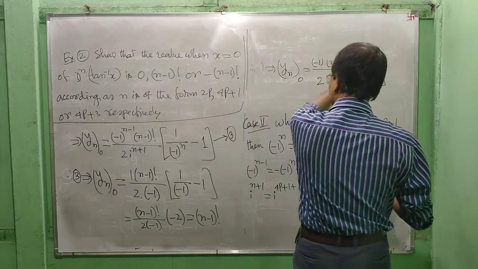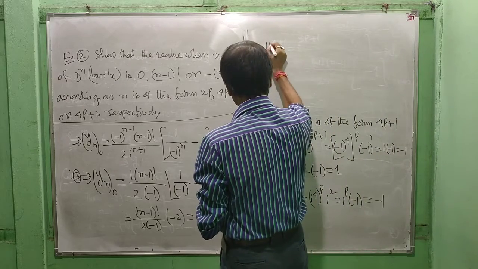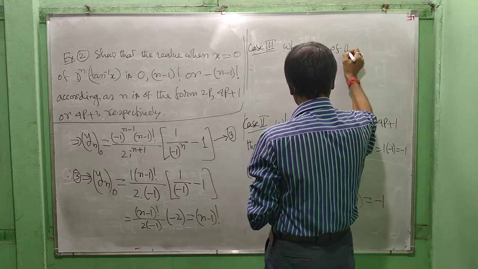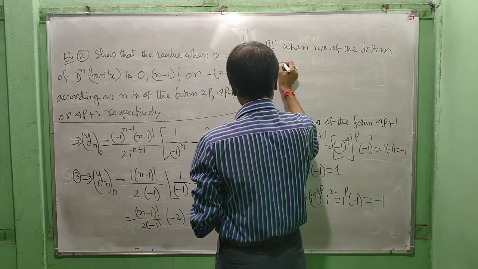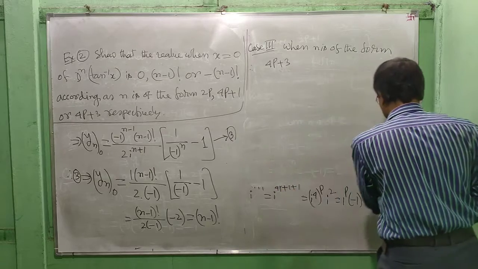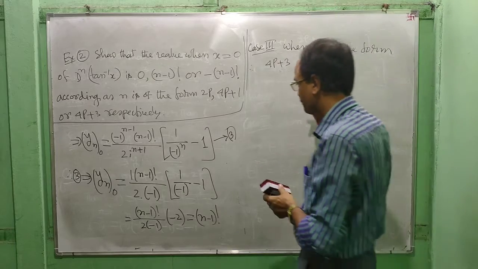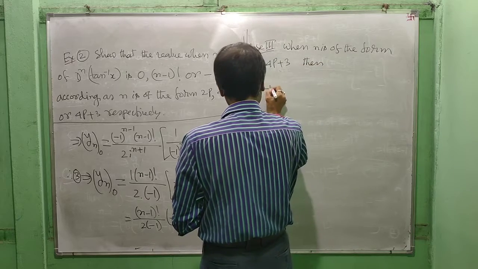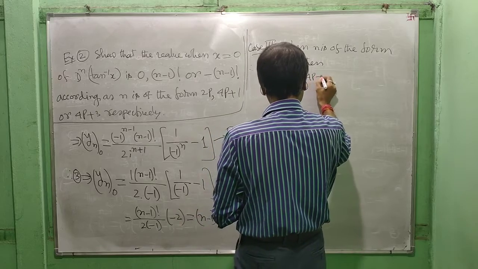Now, let us discuss the third condition. Case 3, when n is of the form 4p+3. Let us discuss this case. In this case, (-1)^n is equal to (-1)^(4p+3).